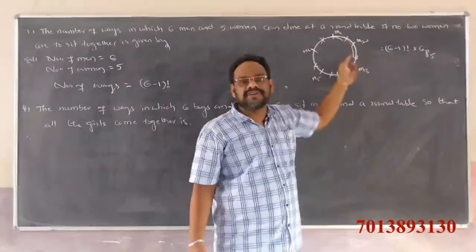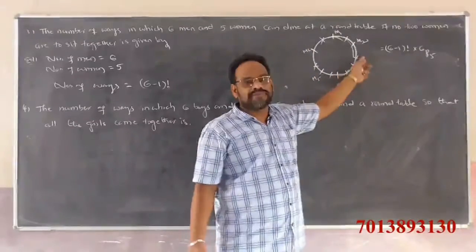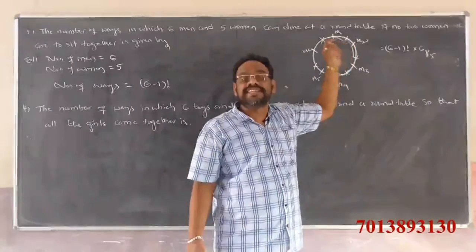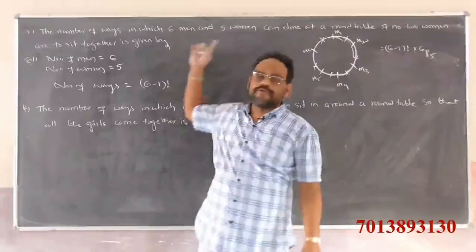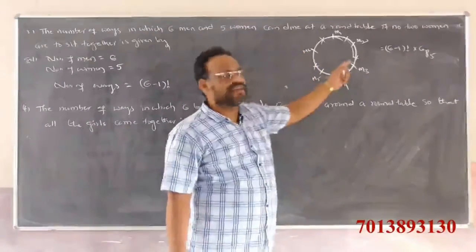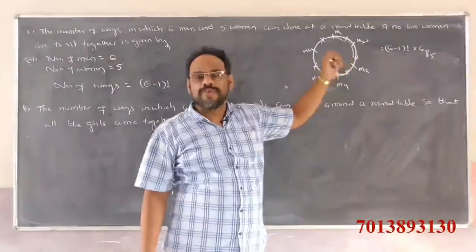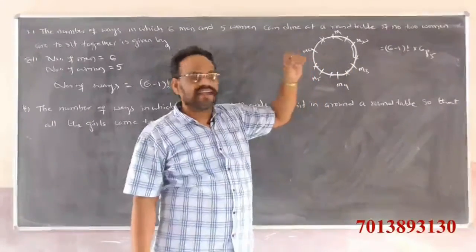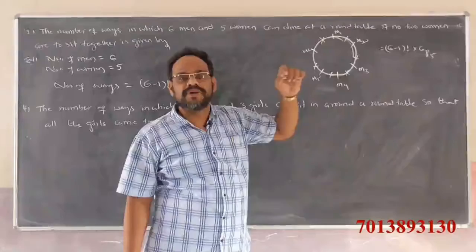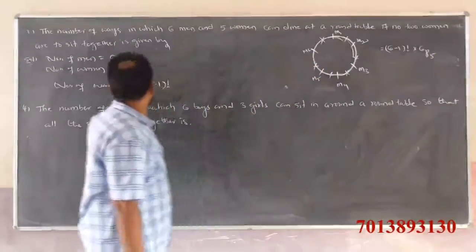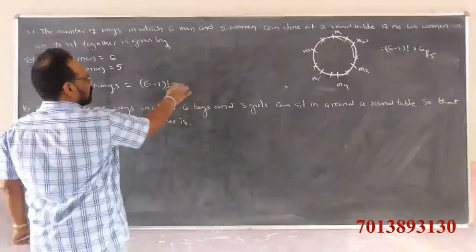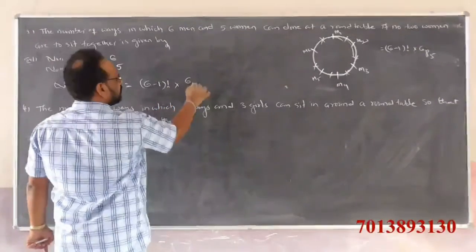How many gaps here? We have 6 gaps here. So how many ways to fill these 6 gaps using 5 women? Clearly the formula is NPR. How many ways to fill these places, and this is clearly NPR. So here also, by using our fundamental principle of counting, that is 6P5.